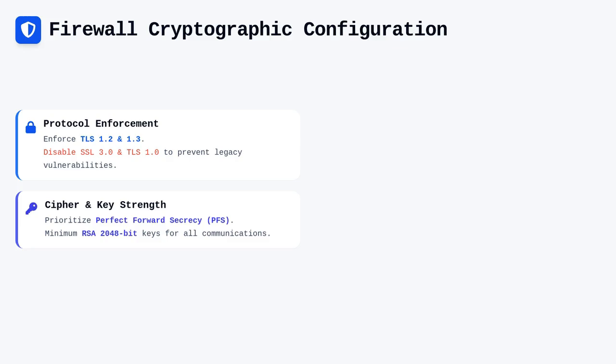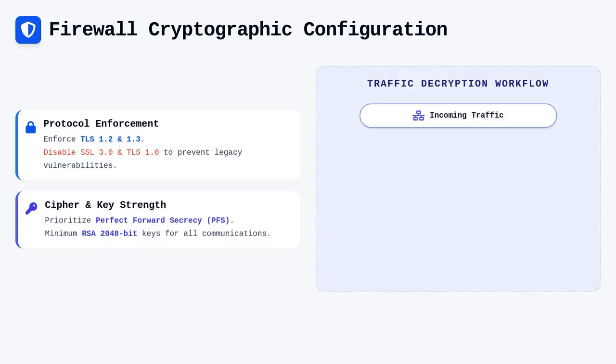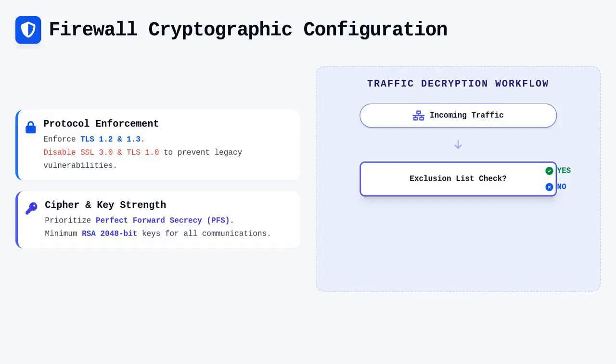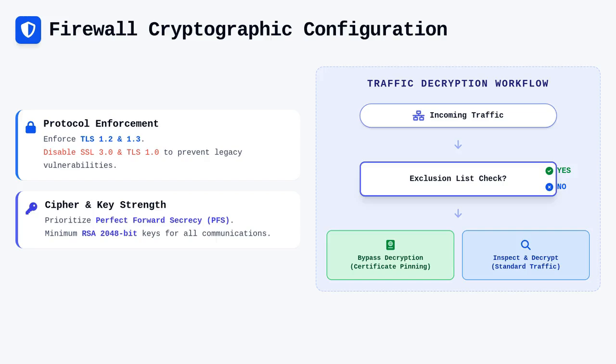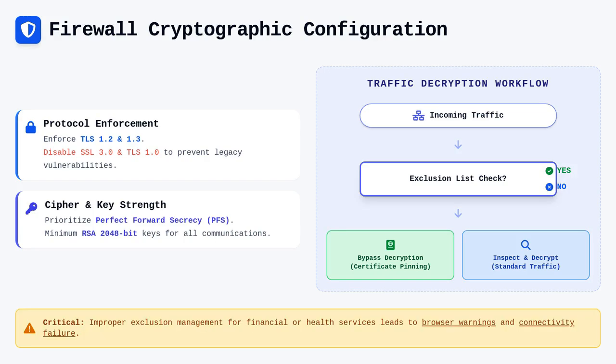Key sizes, such as using RSA 2048-bit or higher, are the standard expectation for secure communication today. Remember that decrypting traffic also introduces the need for managing the exclusion list, as many applications, such as high-security financial sites or health services, may use certificate pinning that will fail if the firewall attempts to present a forged certificate. Properly managing these exclusions ensures that your end users do not experience constant browser warnings or application connectivity failures while maintaining a high security posture.